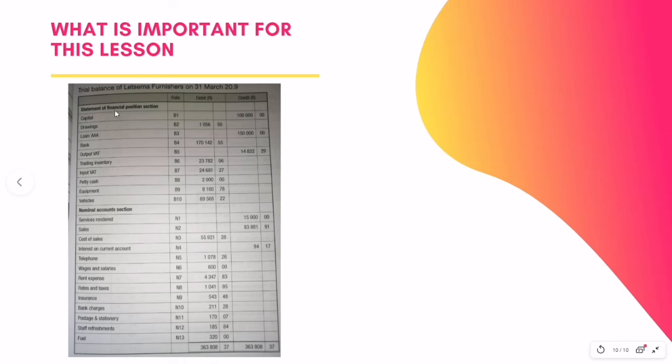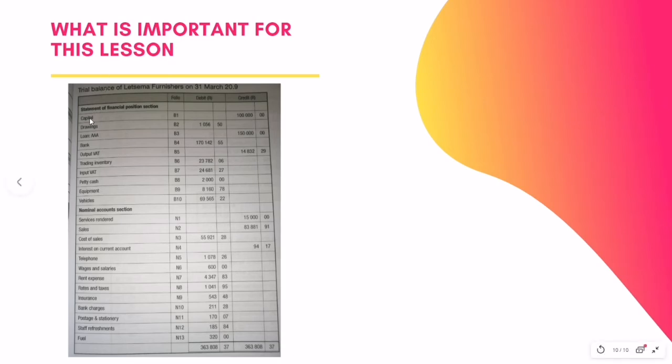Now the statement of financial position section will reflect the amounts that we need to use when we prepare our balance sheet or the statement of financial position. When we prepare the income statement, we will have to use the nominal account section. Now if you can check this trial balance, it has the debit side as well as the credit side. Now you are going to take the closing transactions as they are on your general ledger, then you're going to post them under the trial balance.